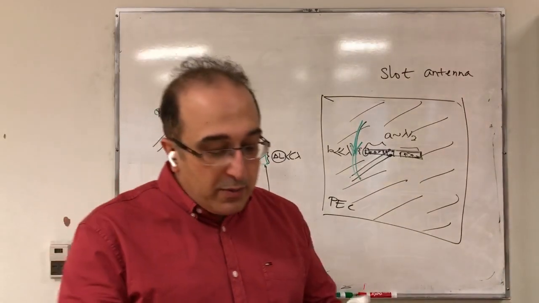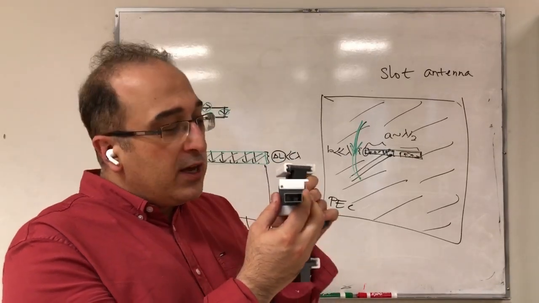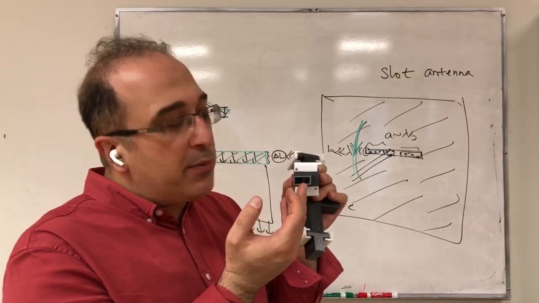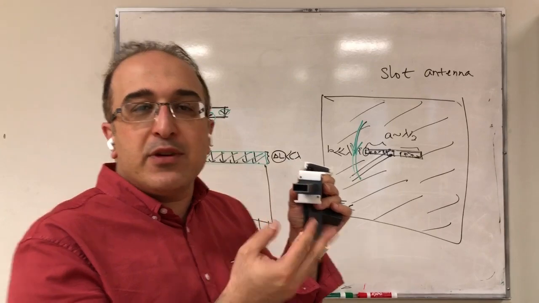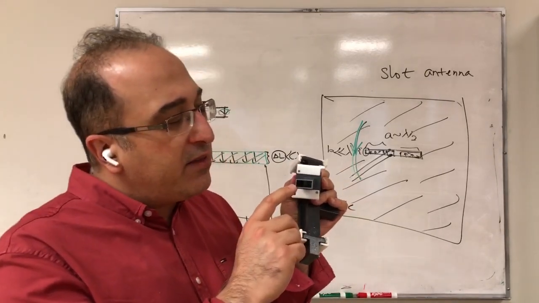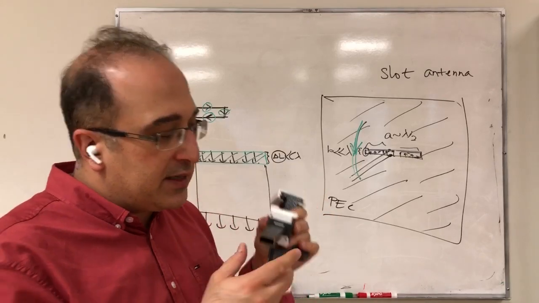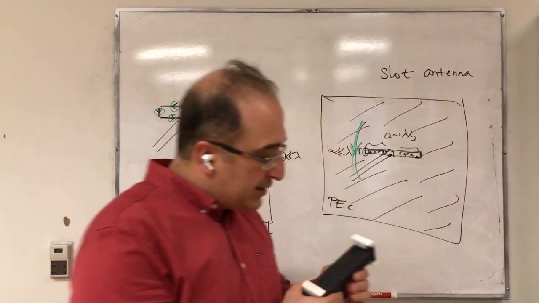Okay, so if you remember, this was our open-ended waveguide antenna. So we had a reasonably sized aperture. We cannot call it a big aperture, but it's a reasonable size aperture. If you remember, the width was about lambda by 3 at the center frequency. But now this is one type of a slot antenna.